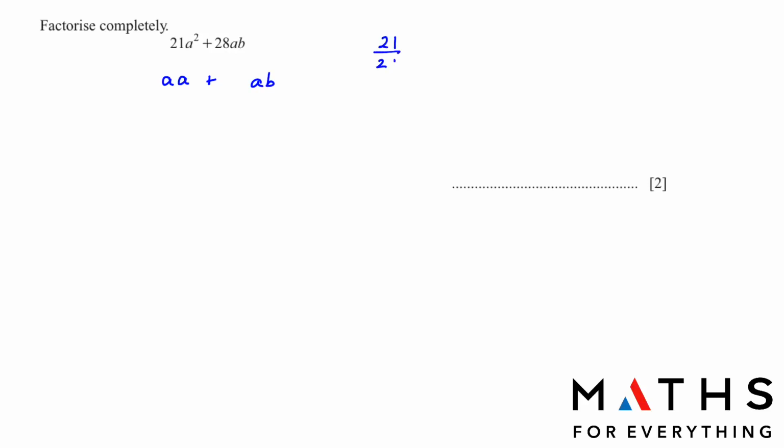21 and 28, write in the calculator as a fraction. 21 over 28. It will give you 3 over 4. So write the 3 here and the 4 here. There should be another number. 3 times what will give you 21, or you can think 21 divided by 3, what is the answer? So 21 divided by 3 is 7. So put a 7 here, and 4 multiplied by 7 is 28.